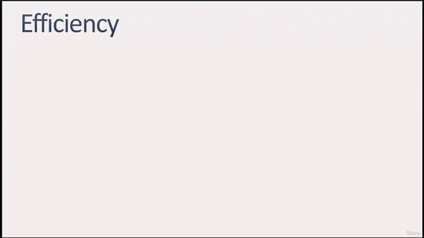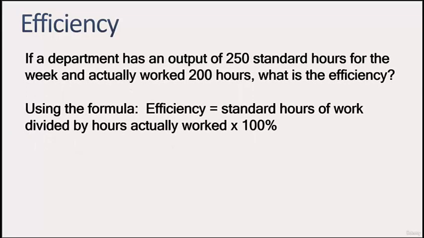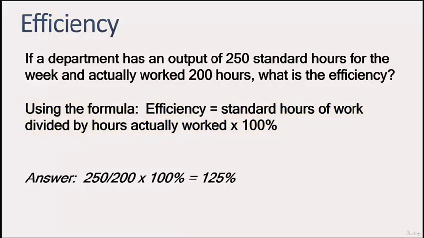And lastly, there's efficiency. Efficiency refers to the actual output in hours compared to the standard output in hours expressed as a percent. As an example, if a department has an output of 250 standard hours for the week and actually worked 200 hours, what's the efficiency? Using the formula, efficiency equals standard hours of work divided by hours actually worked times 100%. The answer is 250 divided by 200 times 100% equals 125%. Efficiency for the department is 125%.